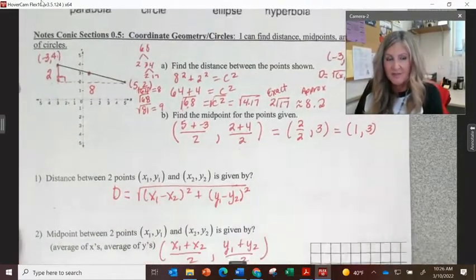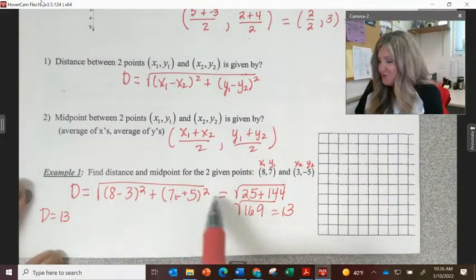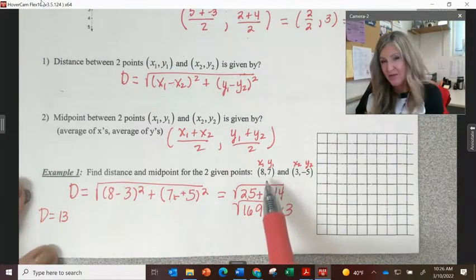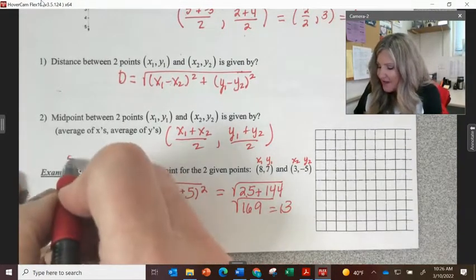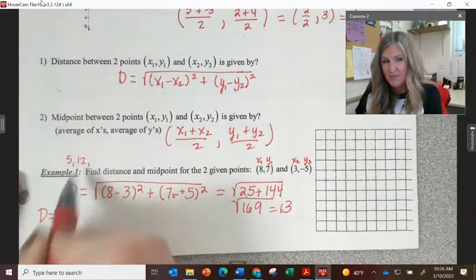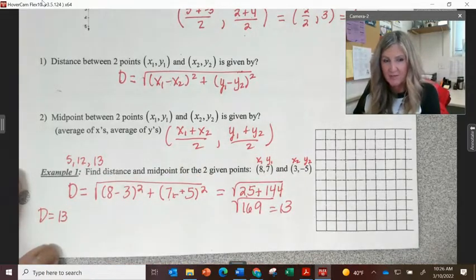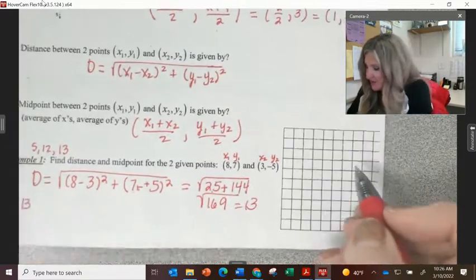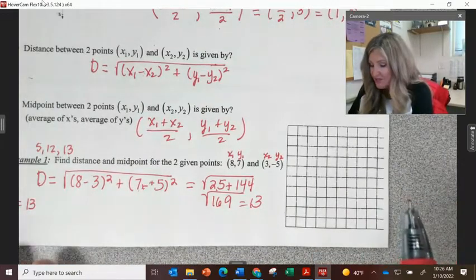Now, before we go too much further, I'm hoping that you are familiar with what we call Pythagorean triples. Whenever I have 5 and 12 as the lengths of the legs of a triangle, that hypotenuse is always going to be 13. That's what we call a Pythagorean triple. So if you know these Pythagorean triples, it's going to save you time.